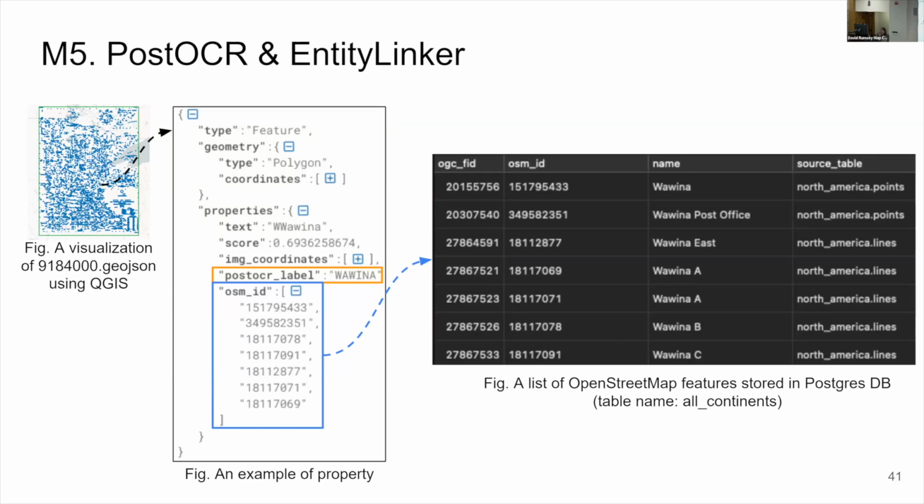And for the post-OCR and entity linker module, we can see in the figure there is a text with Wawina, and the post-OCR label improves the text spotting result based on the edit distance and the popularity in the OSM database. And for the OSM ID property, we can see that it includes a list of OpenStreetMap features stored in PostgreSQL.